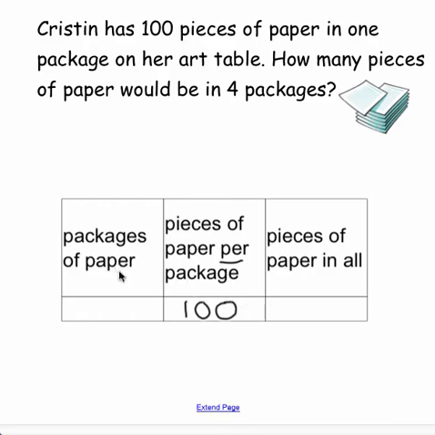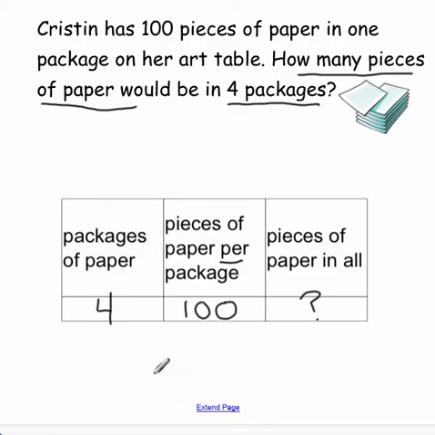How many packages of paper? Well, we want to know how many pieces of paper would be in 4 packages. So packages of paper, I'm going to go ahead and write 4. Okay, what we want to find out here, this is a little tricky, because what we want to know is right in front of this 4 packages. We want to know how many pieces of paper would be in all 4 of those packages. So basically what we want to know is how many pieces of paper would there be in all.